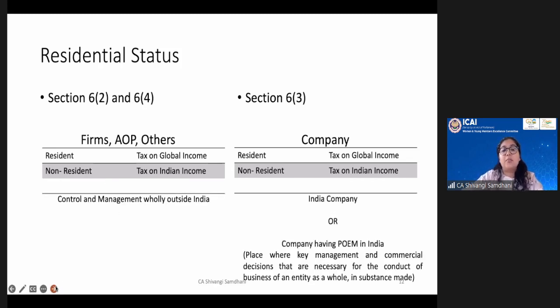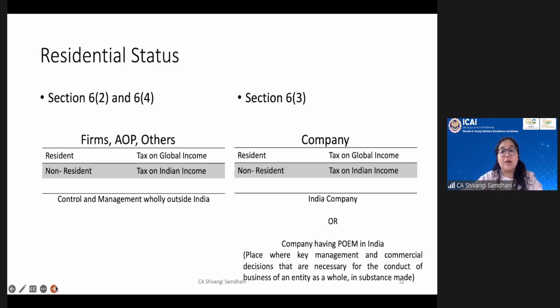If we talk about firm, AOP, and other types of persons, then there are only two categories, residents and non-residents. If control and management is in India, or partly in India, then it is resident. If it is wholly outside India, then it is non-resident. And again, if resident, global income is to be offered for tax, and all the foreign assets, including the foreign interest, are to be disclosed in the ITR form. If non-resident, then just tax is to be paid on the Indian income and no further disclosure is required.